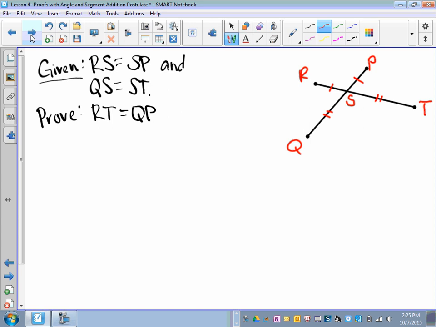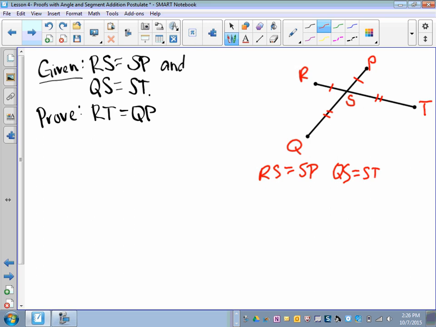All right, so again, right now I'm just brainstorming. If I had the ability to do this off to the side and it'd still be on the board, I would do it off the side. So you might want to do this off to the side for yours. All right, so I know that the measure of RS is equal to the measure of SP. And I know that the measure of QS is equal to the measure of SP. And probably going to use segment addition postulate.